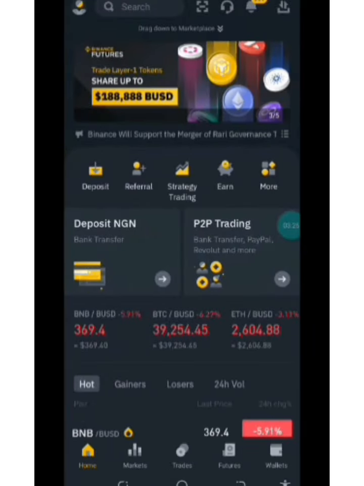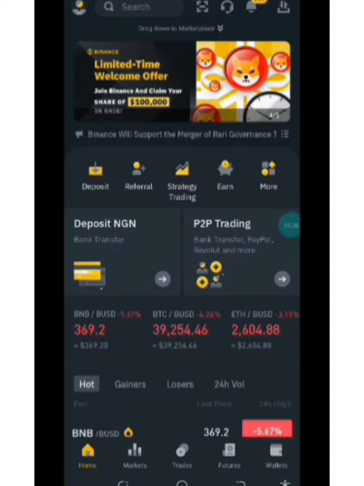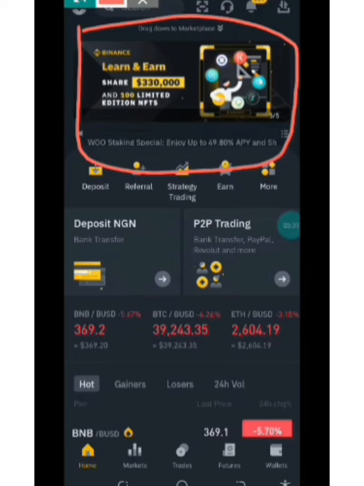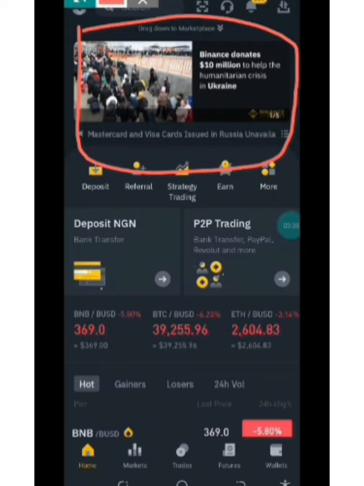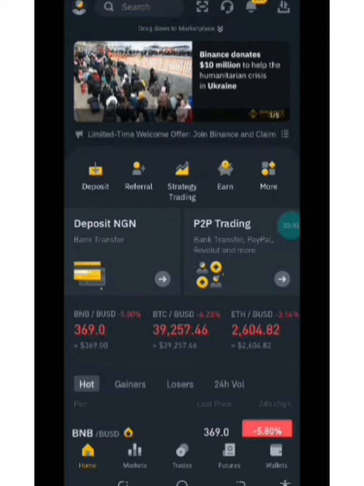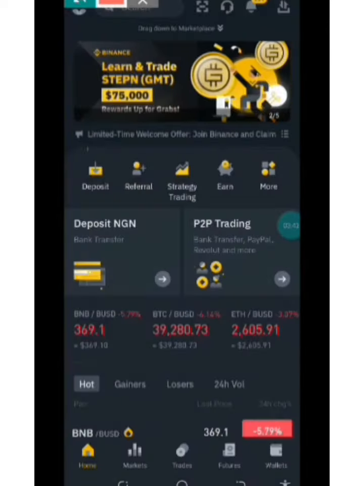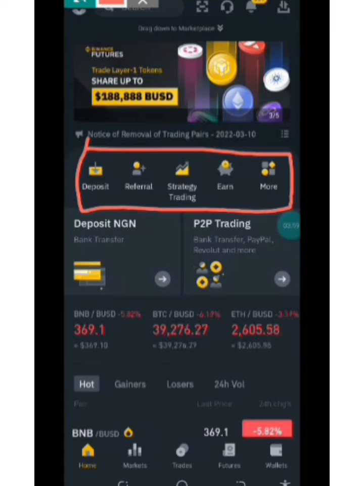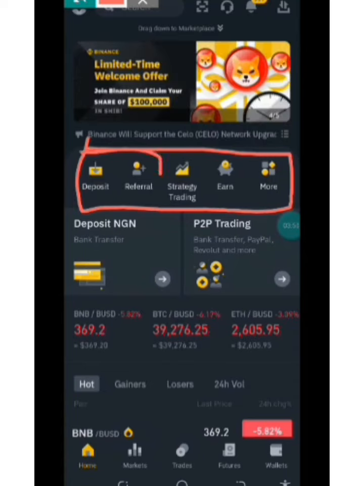So you can see this interface, this top circle. I call it the news bar, where you get updates about Binance, everything happening in Binance, followed by this other bar below here. This interface where you see deposits, referral, strategy, trading, earning, and more. So we'll be talking about just deposits and referral.